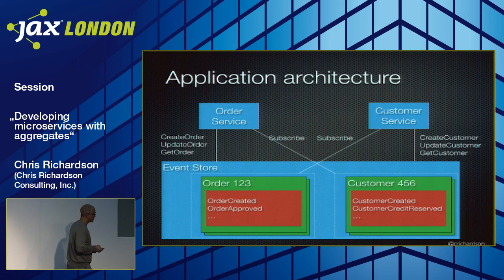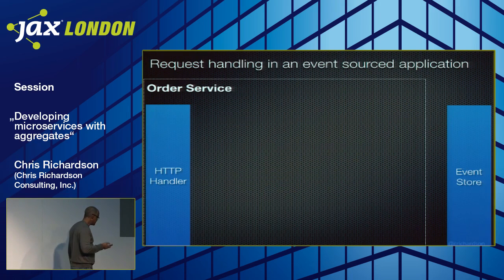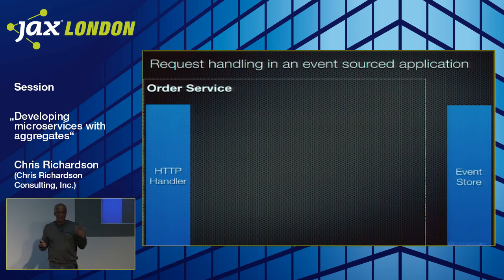So the way your system would then look, given this event-centric approach, is that the order service is storing orders as a stream of events in the event store. The customer service is storing customers as streams of events. And then they're also subscribing to one another's events. So the customer service knows about order events, and the order service about customer events, and vice versa. So that's the model.